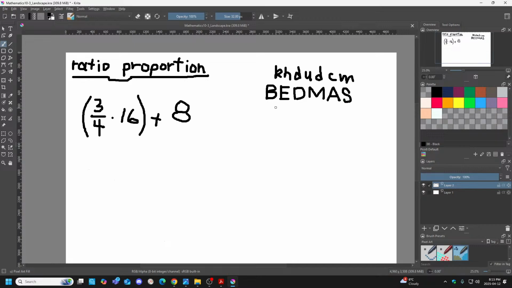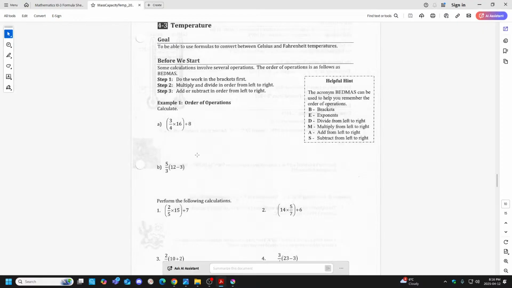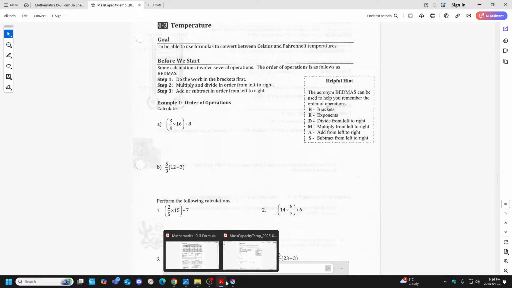Okay. Brackets, exponents, division, multiplication. When you're dividing or multiplying, it doesn't really matter the order, so you could kind of swap these. Think of these as all parts: 1, 2, 3, essentially. So, brackets or parentheses, it's all the same. Okay, let's double check. Make sure we have everything correct. 3/4 times 16 plus 8.